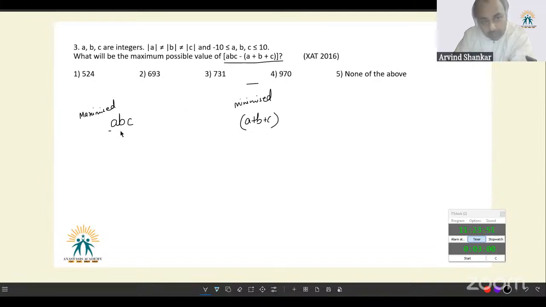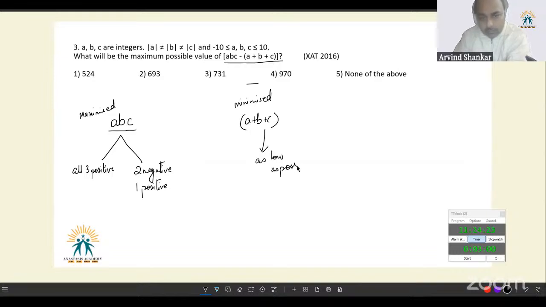But if you want this product to be maximized, there are two paths you can go down. Either all three positive or two negative and one positive. If you want this to be minimized, you want this to be as low as possible, preferably going into negatives.